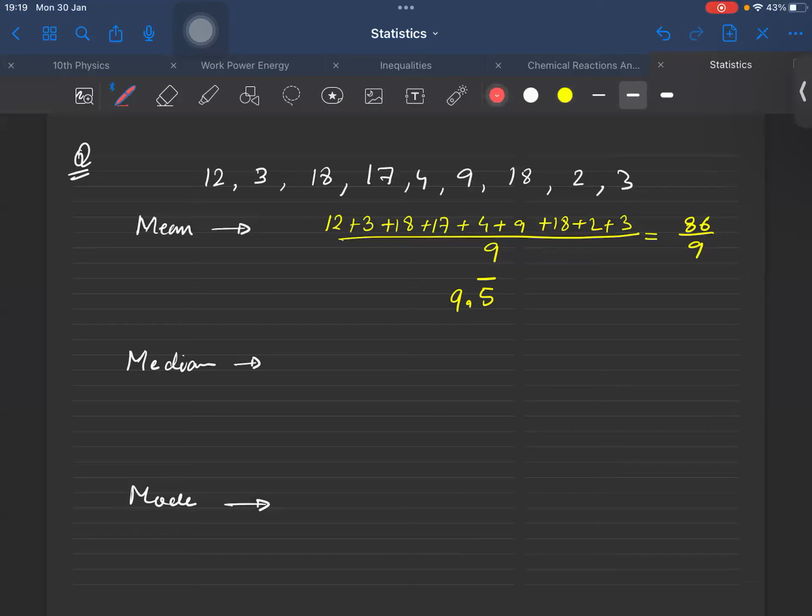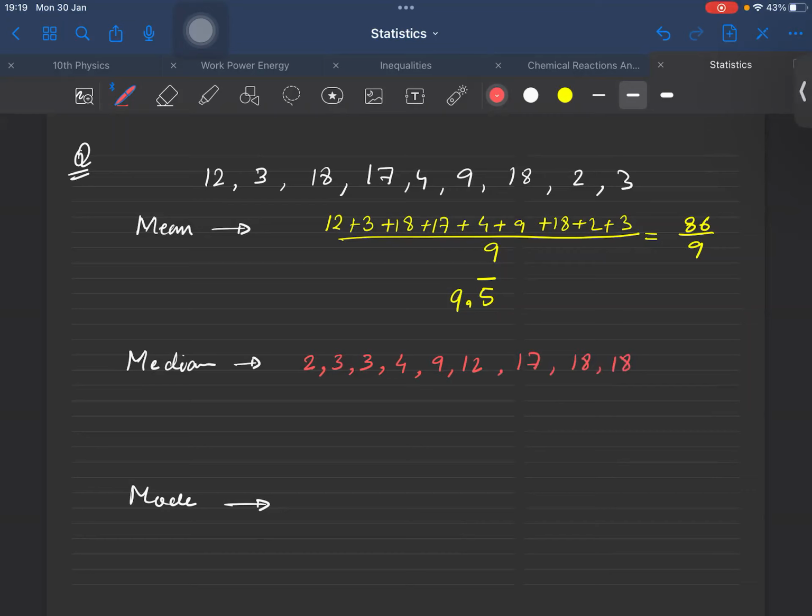To find the median, first we will arrange the data in ascending order. The smallest number is 2. The next larger is 3, then 3 again, so 3 appears twice. Now 4, then 9, then we have 12, 17, and 18 two times. So 1, 2, 3, 4, 5, 6, 7, 8, 9.